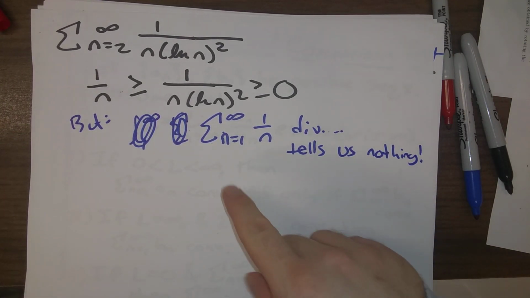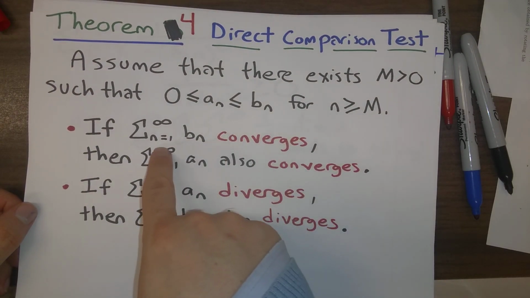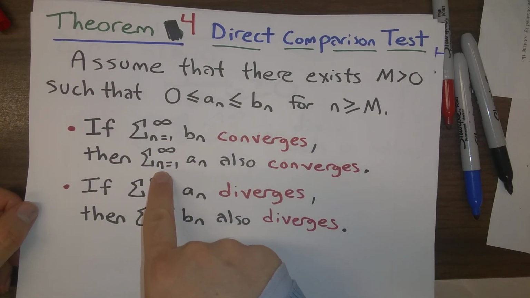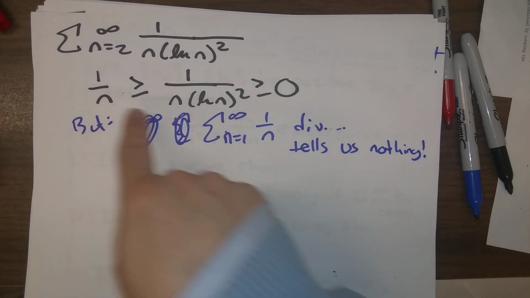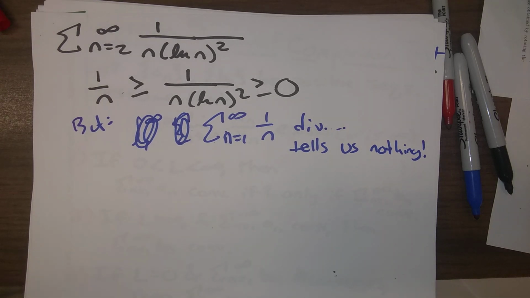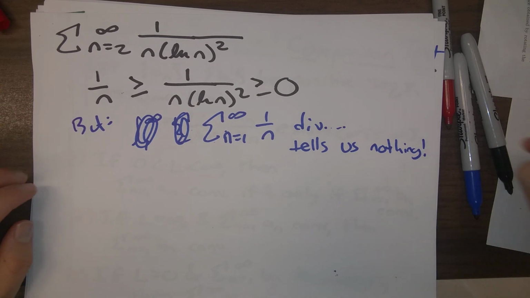Why is that? If we know that the series for the bigger terms converges, we know that the series for the smaller terms also converges, but this tells us that the series for the bigger terms diverges. That doesn't tell us anything. If you're smaller than something that diverges, you might diverge, you might converge. It doesn't tell us anything. So we've got to think about something else here.